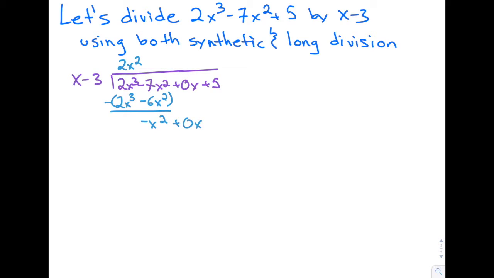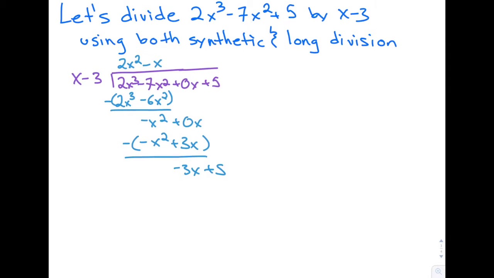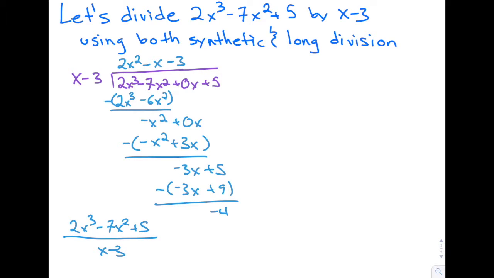So what do we need to multiply x minus 3 by to get negative x squared? We multiply by negative x. So then we have negative x times x minus 3, which gives us a negative x squared plus 3x. We subtract. So we have a 0 and then a 0x minus 3x, which gives us a negative 3x plus 5. So we bring down the next term. So what do we need to multiply x by to get negative 3x? So we'll multiply by negative 3. So we have negative 3x plus 9, which then, following our same process, leaves us with negative 4. So if we divide 2x cubed minus 7x squared plus 5 by x minus 3, we get 2x squared minus x minus 3 plus negative 4 over x minus 3.